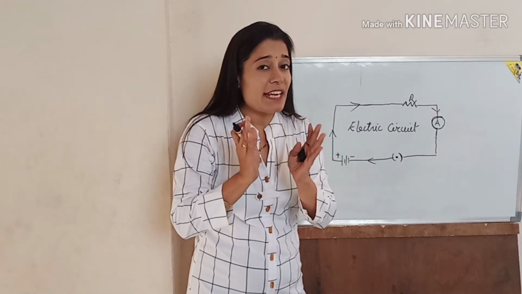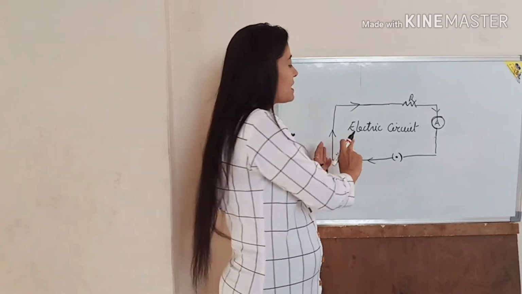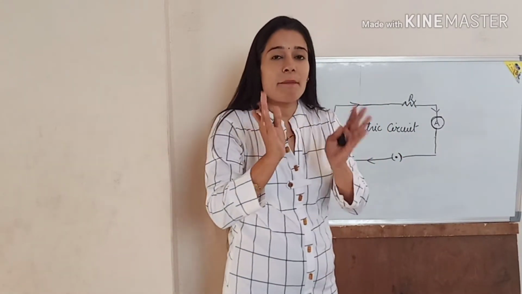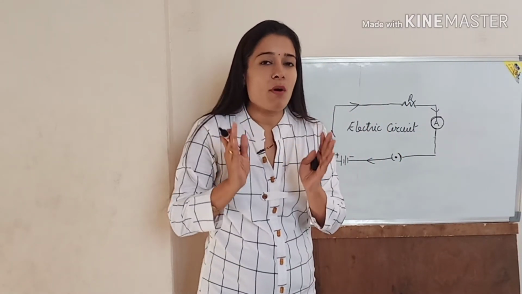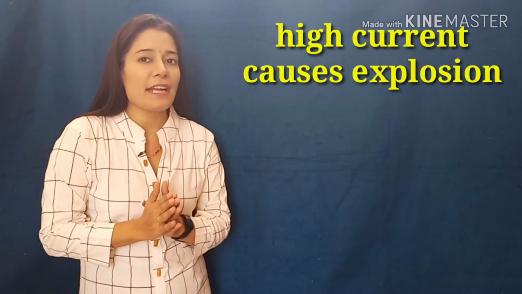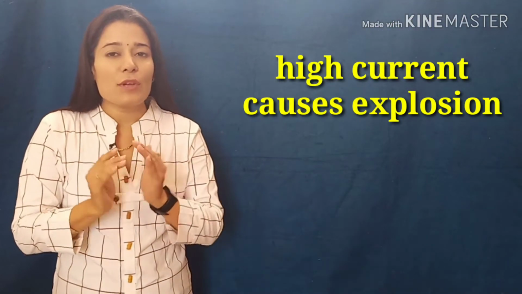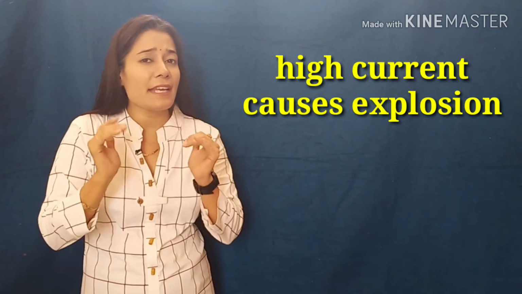So what will finally happen? Finally, this whole circuit will get damaged due to the high amount of current. Here again and again we are pointing the same thing, that due to high current, explosion will occur. So is there any connection between high current and explosion?